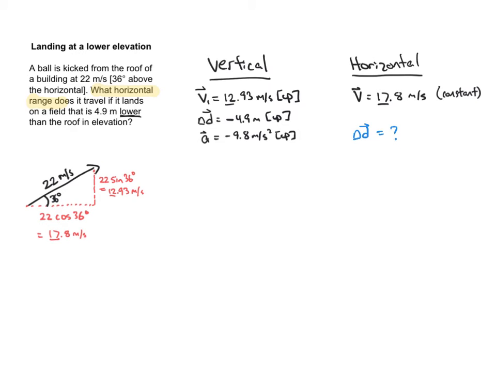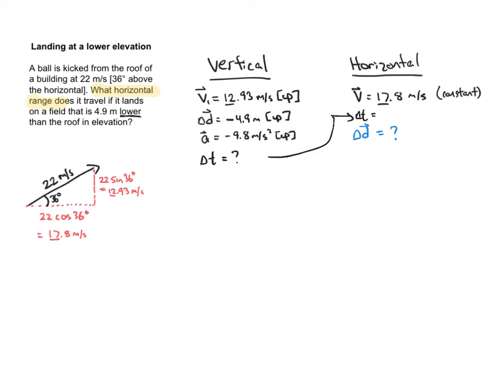So really what I need to do is figure out time. And I'm going to figure out the time using my vertical information. And once I figure that out, I will transfer it to the horizontal information because the time is going to be the same for both sides. It's the same experiment happening at the same time, horizontally and vertically.